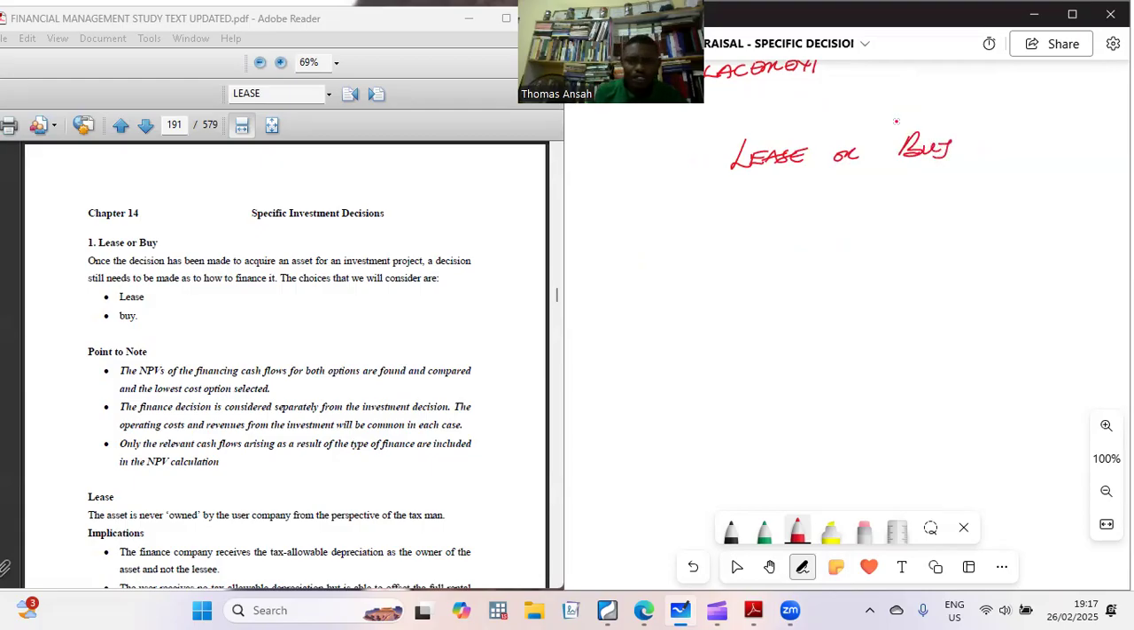Now, when we look at lease or buy, our focus here is on the capex. You see, we have been doing investment appraisal, and we start with a capital expenditure, so we call it the capex. Now, we want to find out whether we should buy the asset ourselves or pass through a bank to lease the asset. So look at the situation that I'm giving you. The buy option.